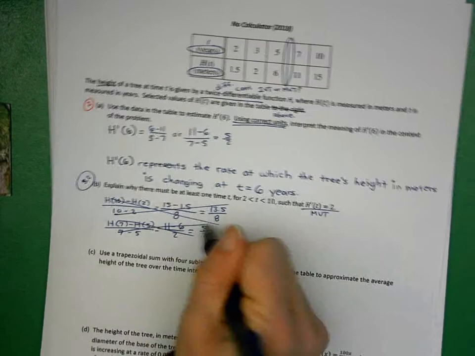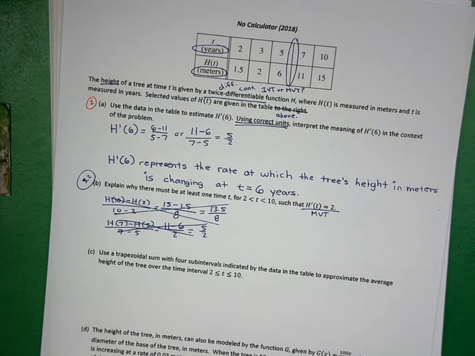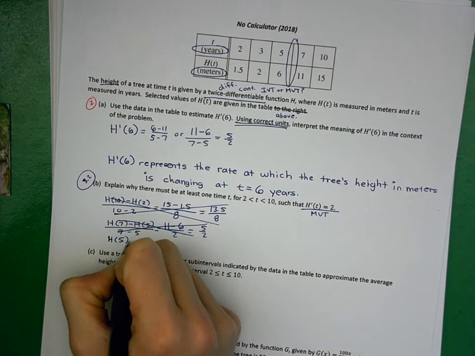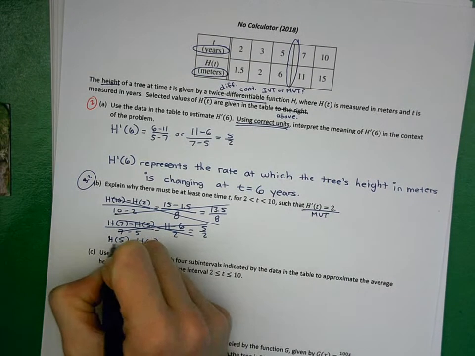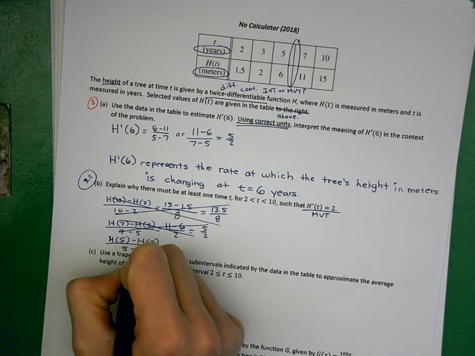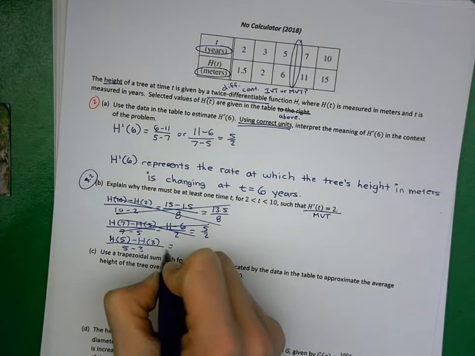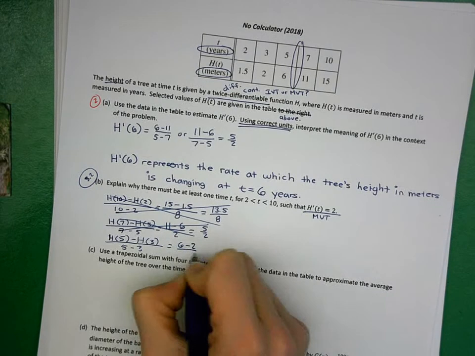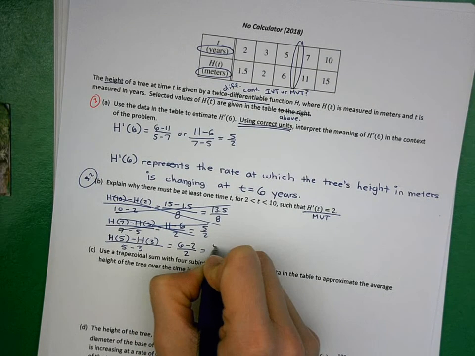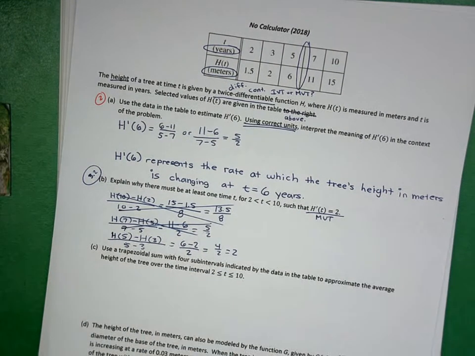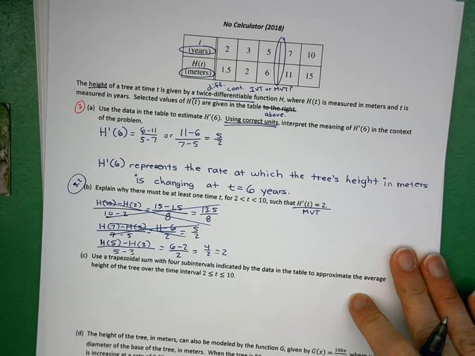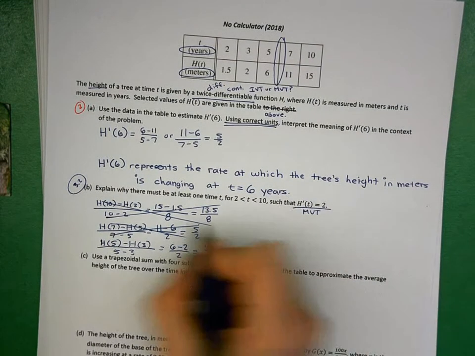And potentially it might take you a number of different tries until you find one that works, but eventually you will land on h of 5 minus h of 3 over 5 minus 3, where h of 5 is 6, h of 3 is 2, 5 minus 3 is 2, and 6 minus 2 is 4 over 2, which is 2. And so I've just found 2 points that give me a slope of 2. Okay? And so therefore, why can I say that that exists?